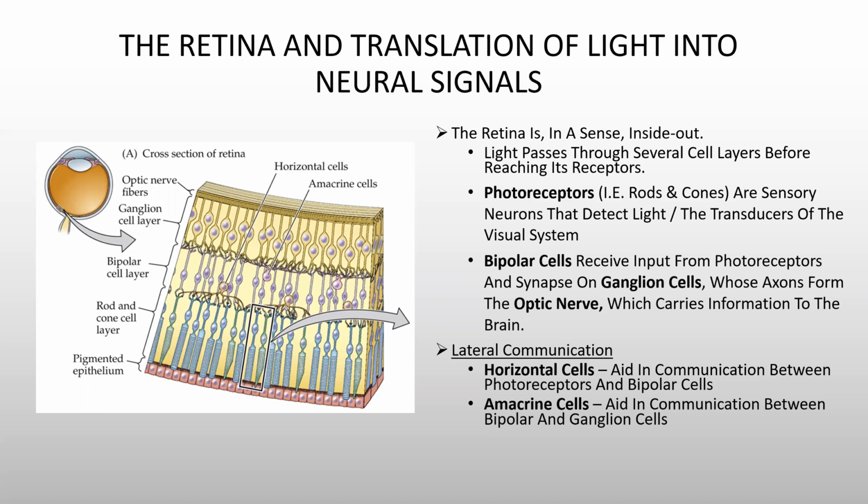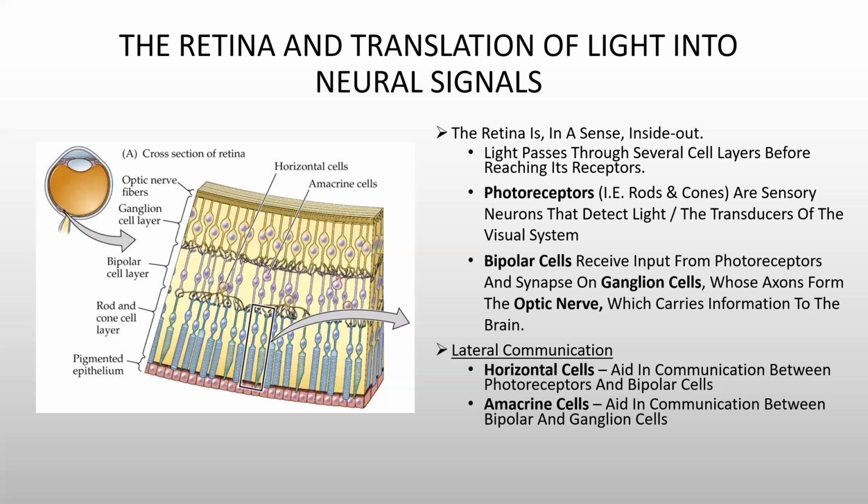The retina is actually built, in a sense, inside out, so that light passes through several cell layers before reaching its receptors. The photoreceptors, as you see in the picture, the ones at the bottom there, are the rods and cones. These sensory neurons detect light. They are the transducers of the visual system. They take that physical energy and turn it into something that can be understood by the brain, an electrochemical signal.